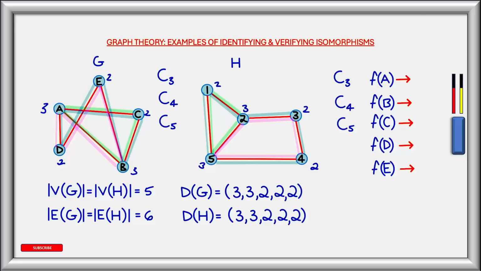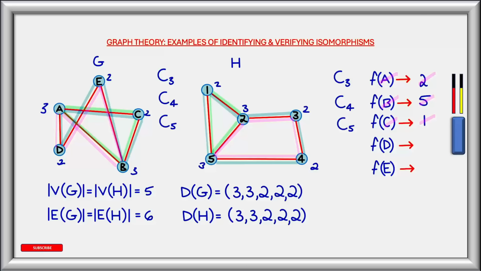And in graph H, the two 3-degree vertices, so that's vertex 2 and 5, are connected to each other, and they both connect to vertex 1. And this creates a triangle containing vertices 1, 2, and 5. So therefore, we can see that vertex A maps to vertex 2, vertex B maps to vertex 5, and vertex C maps to vertex 1.